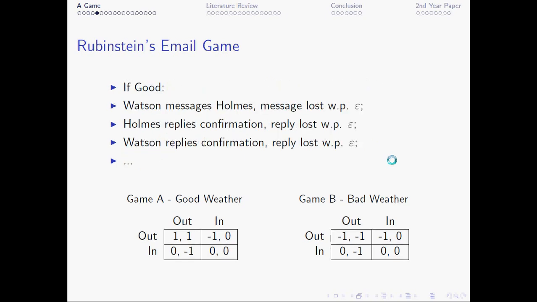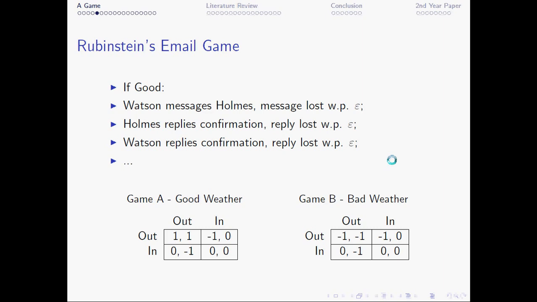So the main difference of this game is basically if the weather is good, then Watson would automatically send a message to Holmes, but the message is lost with a small probability. Also, Sherlock Holmes will reply with a confirmation, which is like the read receipt, and this reply is lost with a small probability as well. So note that all of these messages are sent automatically, so they are not a part of the action. So a player cannot choose to not send a confirmation, for example.